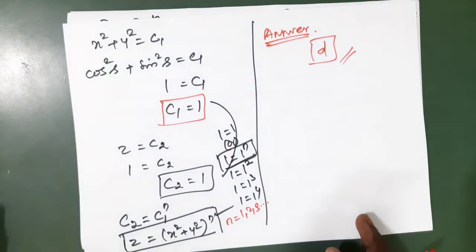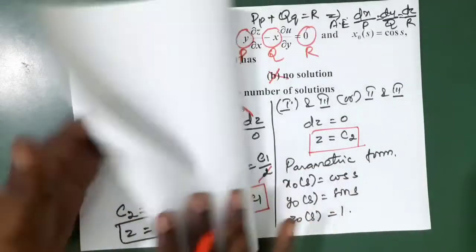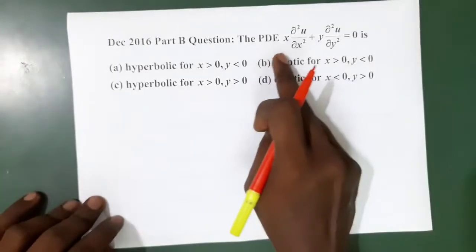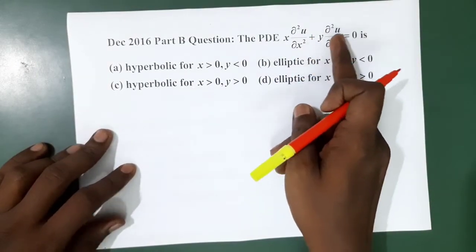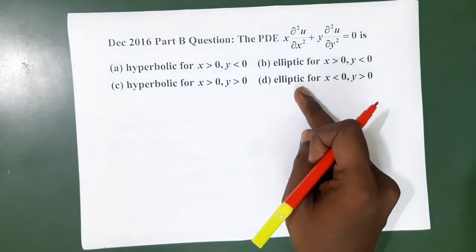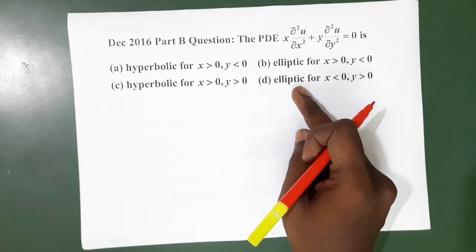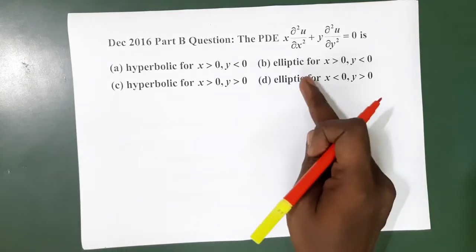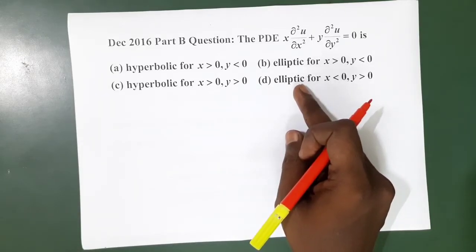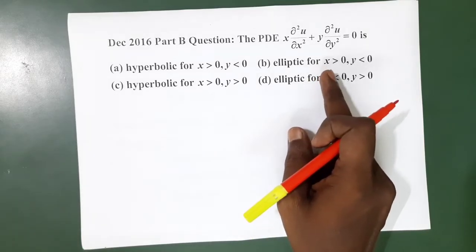So far we have done two problems in Lagrange type with initial condition. So this is the Cauchy value problem. So the next is a type of problem. The PDE x del square u by del x square plus y del square u by del y square equal to 0 is hyperbolic, elliptic, parabolic. So this we have discussed in part 1. So how to classify partial differential equations we did in the first part.